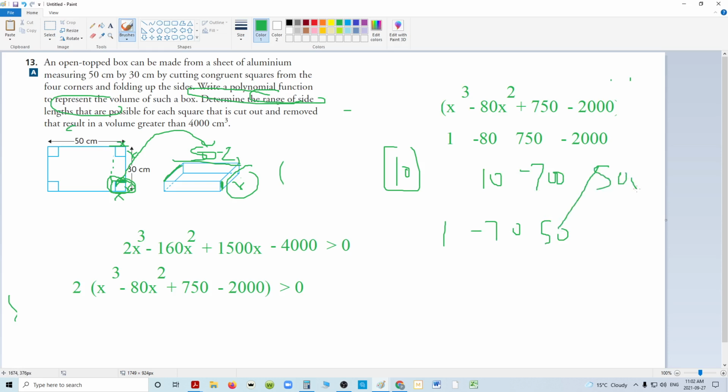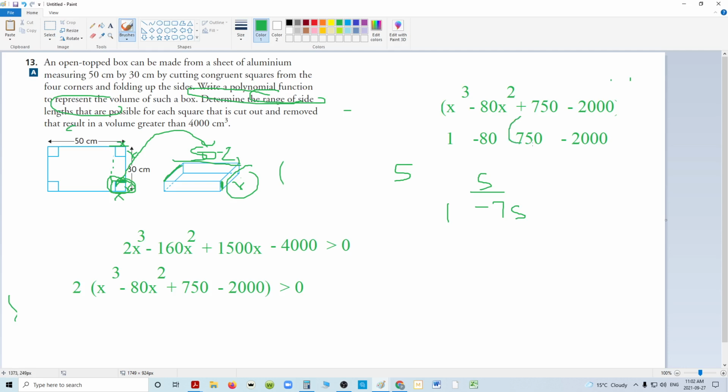Close. Let's try 5. Five times that is half of this. So I get a minus 375, which produces 375, and times 5 times that does not produce that. Does not produce 2000.